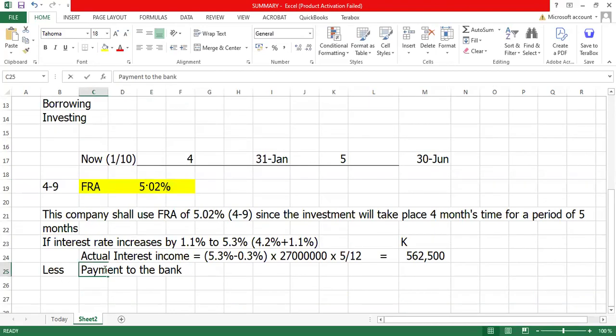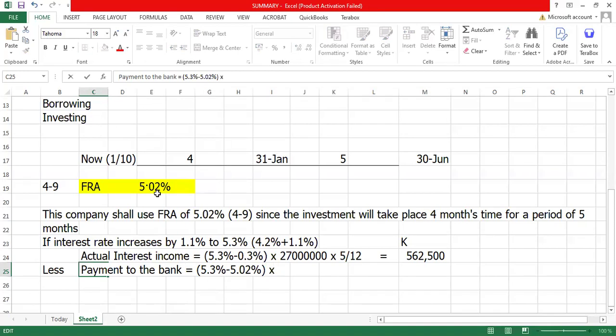And how much? If it's you compensating, you simply take the increase: the rate now, that is 5.3, minus what the contract says, that is 5.002%.